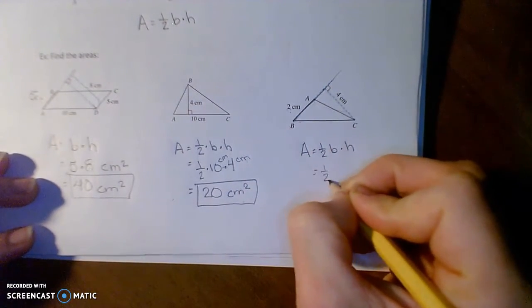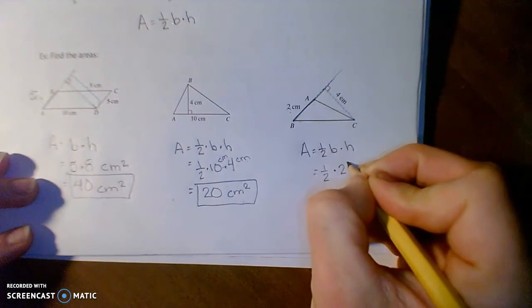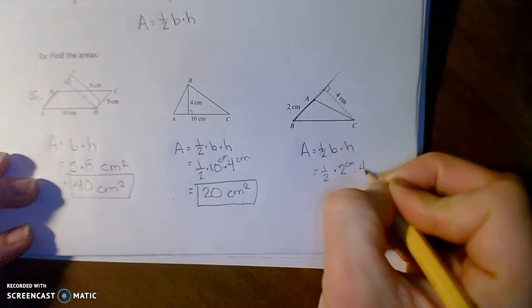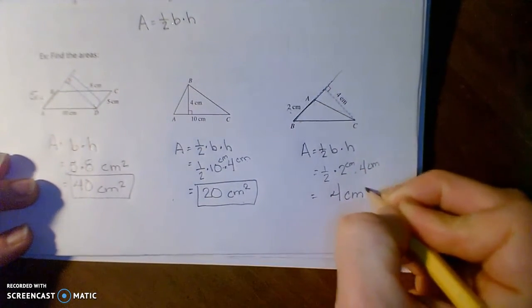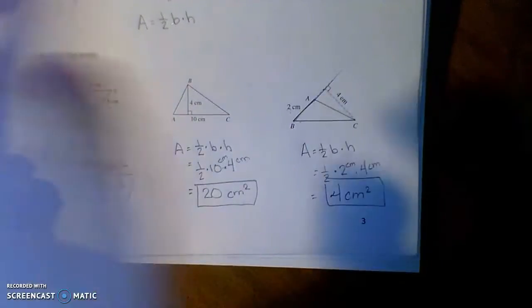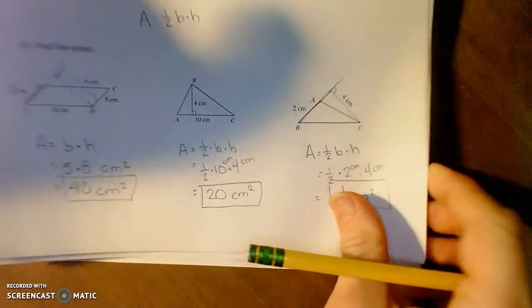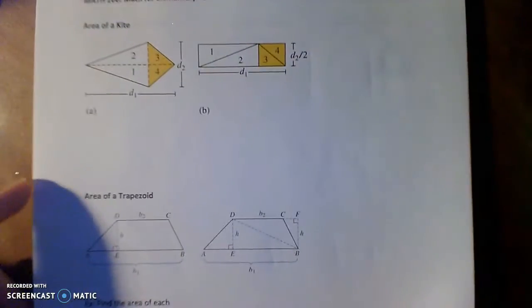So I've got 1/2 times 2 centimeters times 4 centimeters. So that gives me 4 square centimeters for the area of that triangle. Let's look at some formulas for areas of other shapes. This is one of my favorites, the area of a kite.